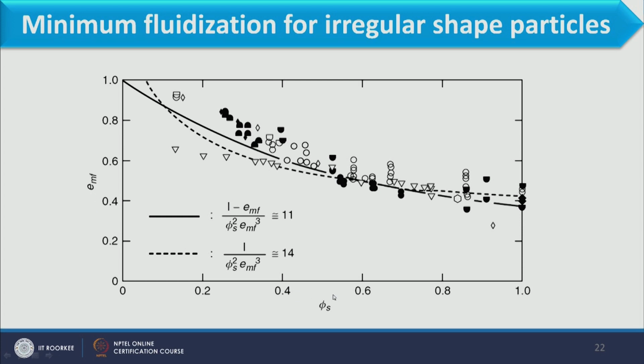They have plotted EMF versus phi s, and they have shown different experimental points over here, and when they draw the lines of these equations for EMF and phi s, the solid line shows the first expression, that is (1 minus EMF) by phi s square EMF cube equal to 11, and the dotted line shows the second expression between shape factor as well as EMF. Once you see the plot of these two lines, you can see that these lines satisfy the experimental data nicely.